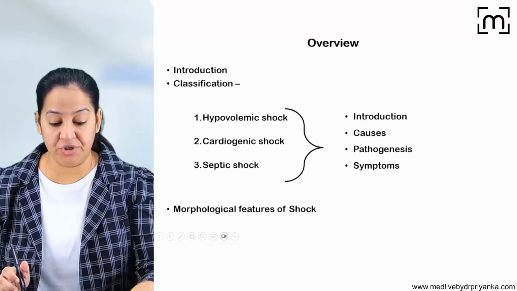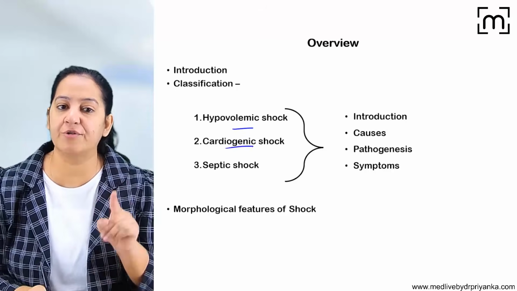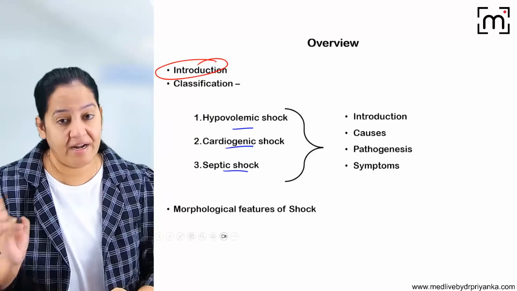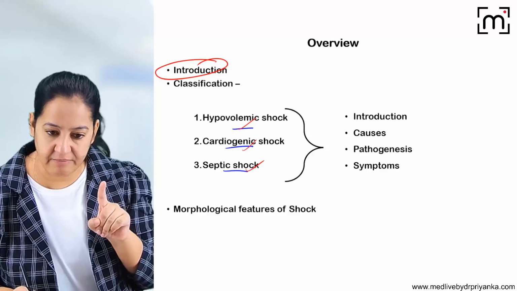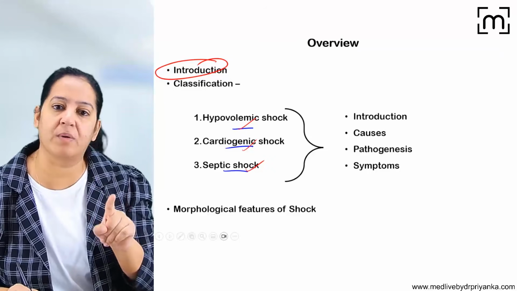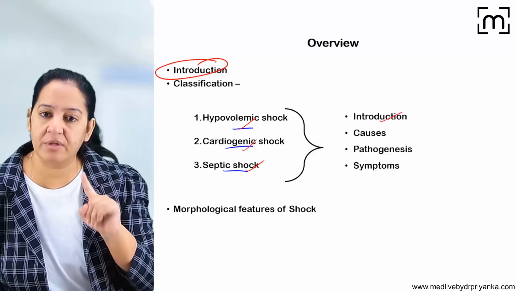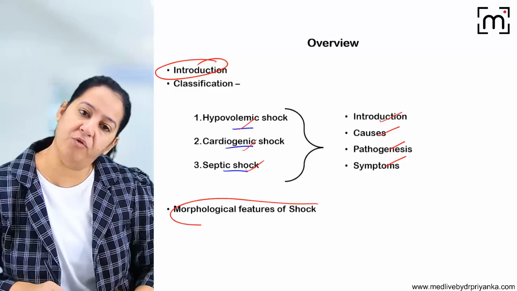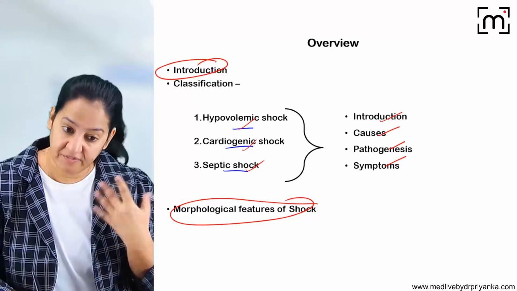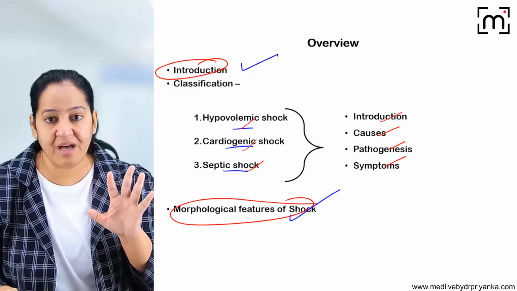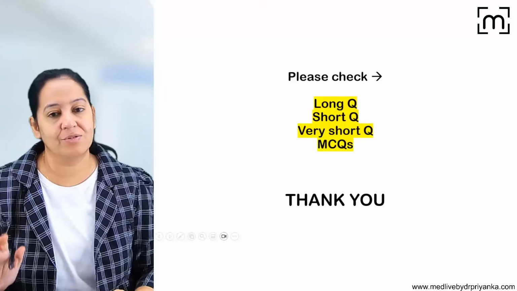Now, if any long question is coming on either hypovolemic shock, cardiogenic shock or septic shock, you have to write the introduction or definition of shock. After that, whatever is asked, one of them will be asked as a long question. Sometimes they can ask you all 3, rarely, but mostly they will ask one of them. So whatever they are asking, write down the introduction, causes, pathogenesis and symptoms for that particular type, and morphology is common for all. So basically, you write the introduction and morphology in all of them, and whatever is asked, you write specifically that one only. So that's all about it.